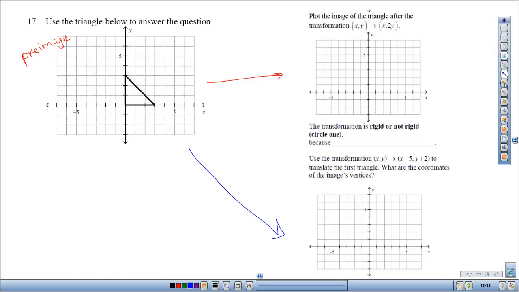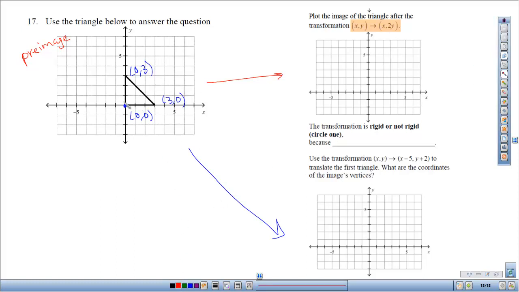Alright, and they give us the transformation we're supposed to do right here, which basically says take whatever coordinates you have, leave the x alone but double the y values. So in order to do that we need to know some points. So obviously this one's at 0, 0. This is over 3 at 0, and this one is at 0, 3. So we're going to use these 3 points in this little formula.